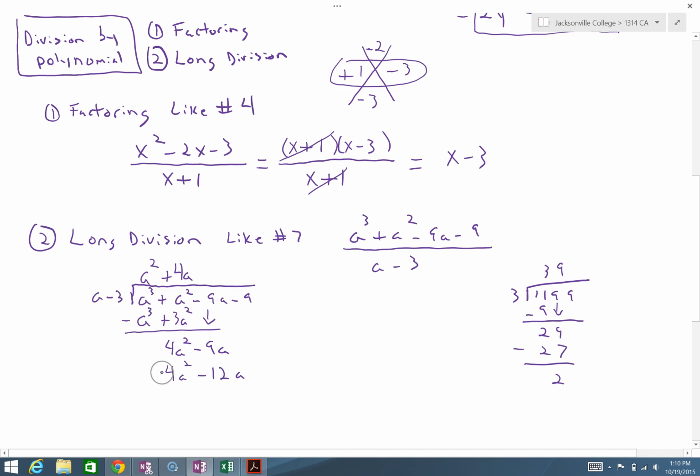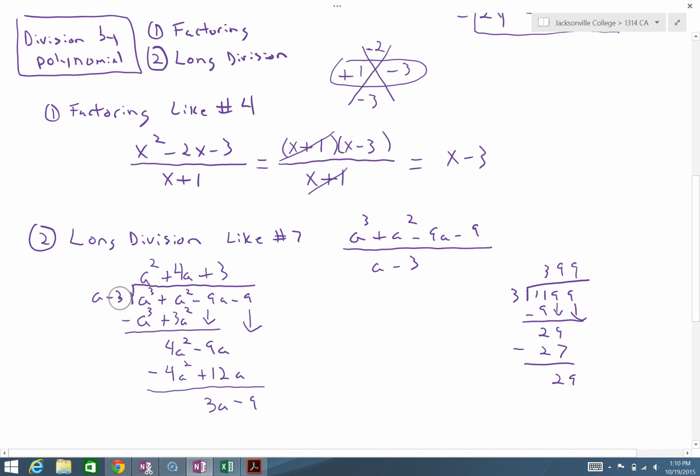Here, again, subtracting means I'm going to change both of these signs and then add. This cancels to 0, adds to 0, I should say. Minus 9a plus 12a is plus 3a. Now lastly, bringing down my minus 9. Over here, we'd bring down this 9. 3 goes into 29. We would say 9 times. Here, a goes into 3a 3 times, because 3a divided by a is 3.